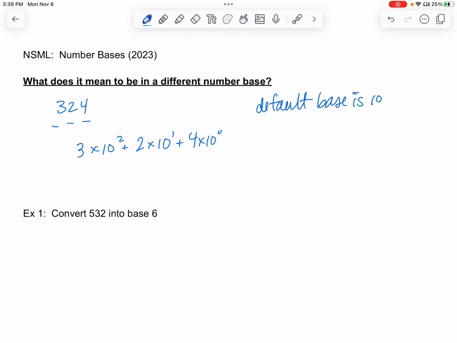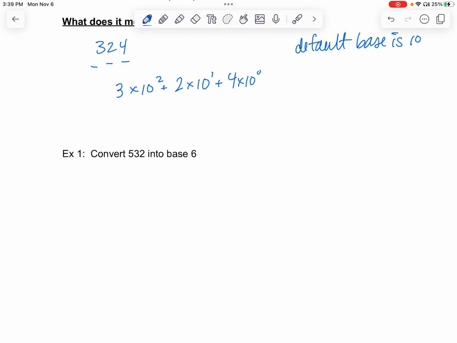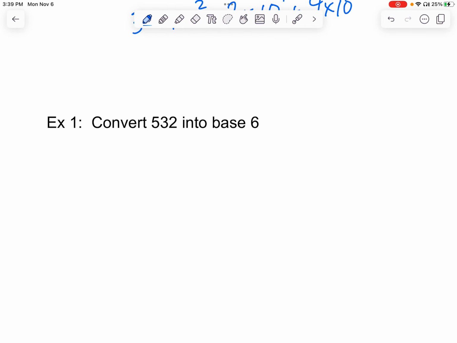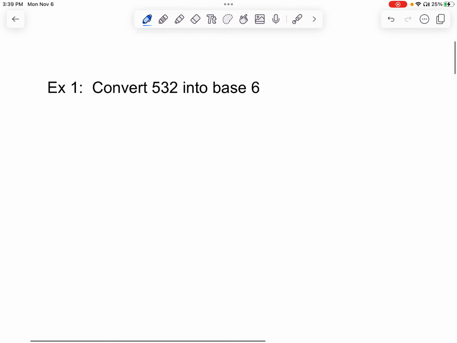All right, what we're going to do is look through a couple different problems, and then from here we will build up our skill set. So first things first, I want to convert 532 into base 6. We know that this is base 10, even though it didn't say it, because that again is our default base. Now there are a couple different ways that we can go through this.